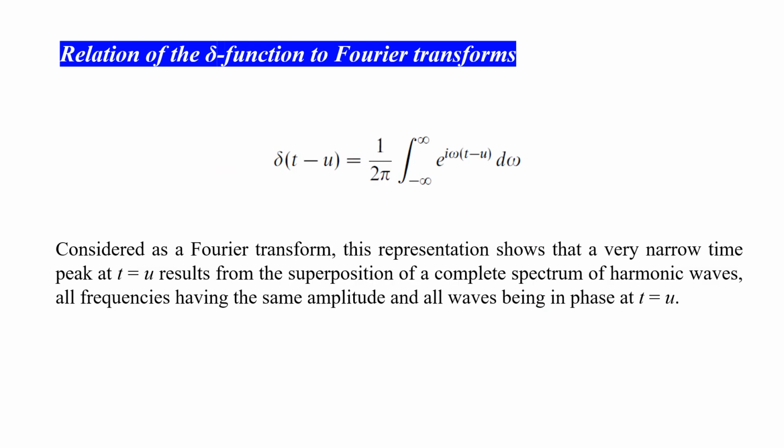So we have this term here. Considered as a Fourier transform, this representation shows that a very narrow time peak at t equals 0 results from the superposition of a complete spectrum of harmonic waves, all frequencies having the same amplitude and always being in phase at t equals 0. So we have rewritten your Dirac delta function in terms of your Fourier transform.